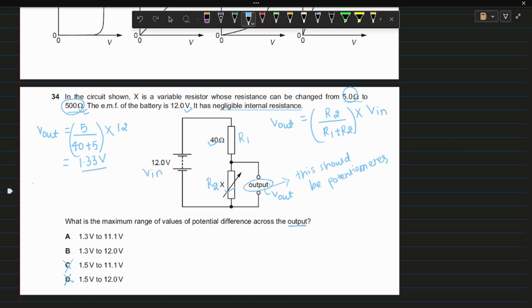Now we need to find the maximum value of V out. So for V out maximum, we will use the resistance value 500 and divide by 500 plus 40, multiplied by 12, and it is 11.11. So the correct answer will be option A.